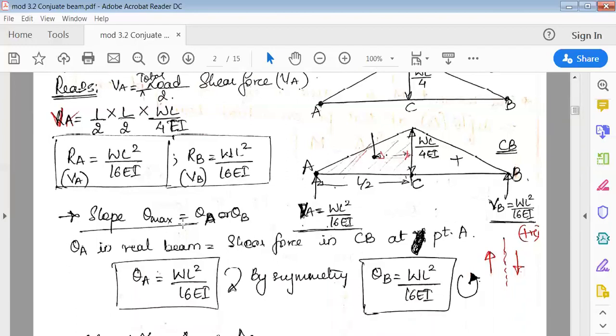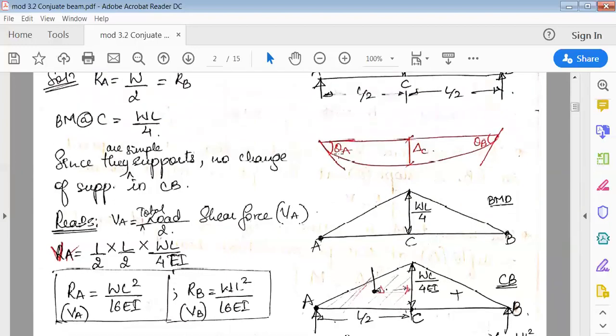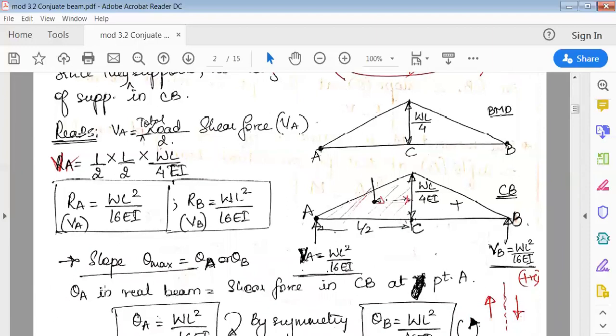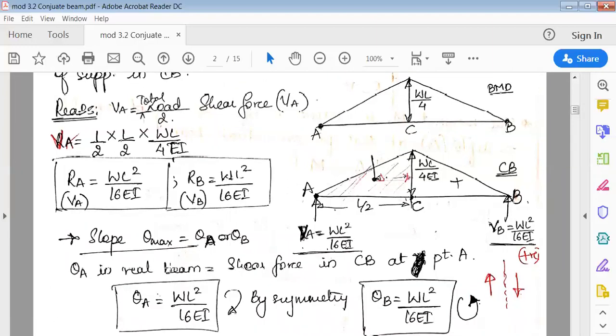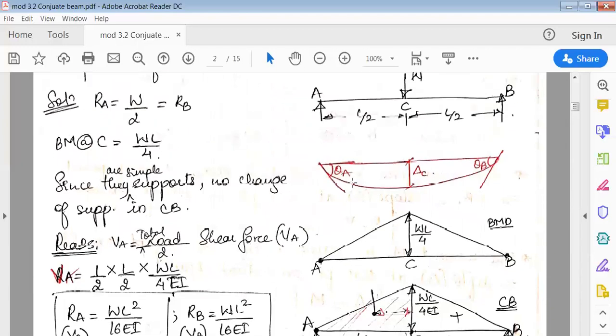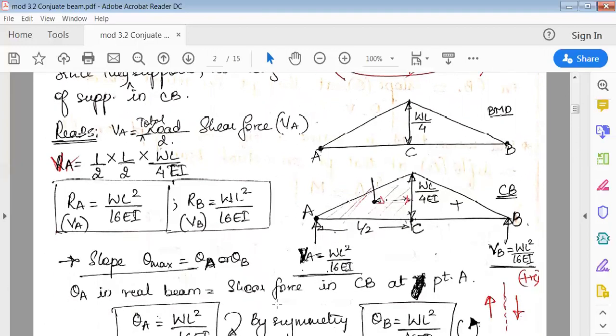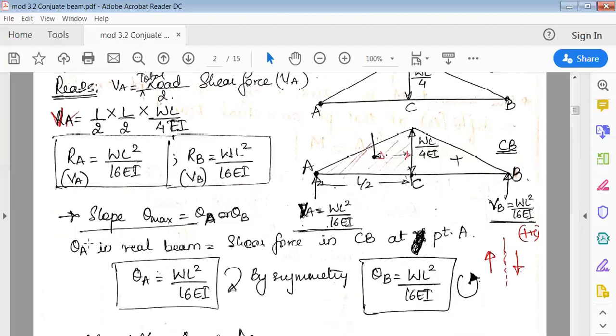Now, let's use the formula. So ultimately we have to find slope and deflection. So slope here, we have to find theta A as well as theta B. So theta A, now it goes like this. The formula goes like this. Theta A, we are supposed to find theta A in the real beam. Okay, this is the real beam. Theta A in the real beam is equal to the shear force in the conjugate beam at point A. Because we are supposed to find theta A.